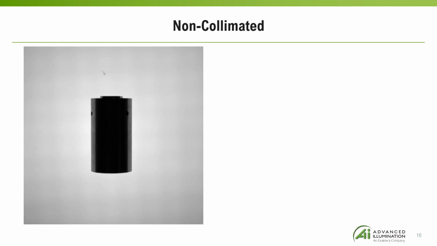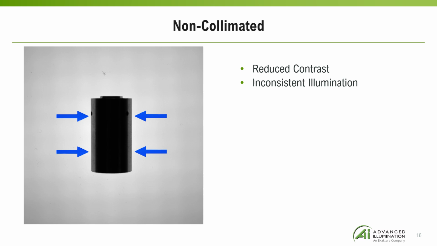Another type of filter that we use is collimation film. With traditional machine vision backlighting, standard LED backlights emit light rays in various directions, creating a diffused illumination. This diffusion can cause the edges and details to be blurred due to scattered light. Additionally, different parts of the object receive varying light intensities.